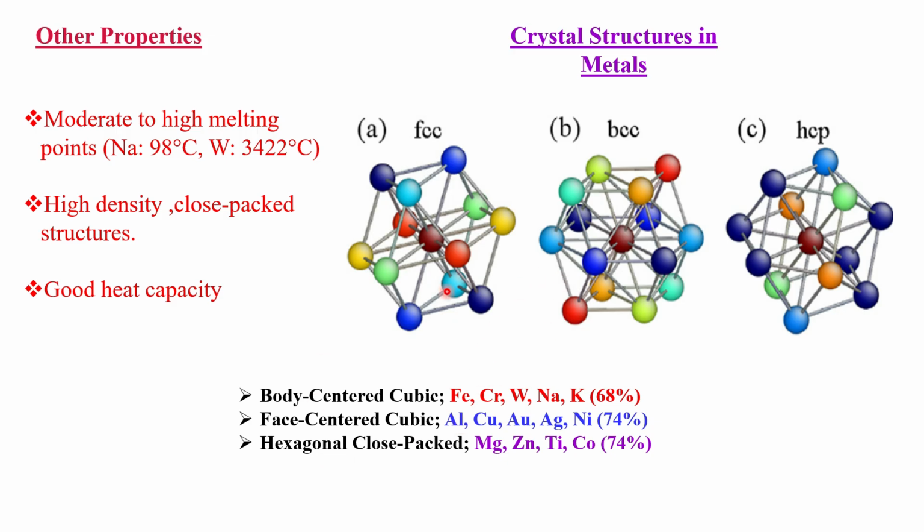BCC metals have lower packing efficiency but often exhibit higher melting points and greater strength at elevated temperatures. Tungsten is a classic example, which makes it useful in high temperature environments. Melting point variations among metals arise from differences in electron density, bonding strength, and crystal structure. Heat capacity is also influenced by lattice vibrations and electron contributions, both of which depend on bonding strength.